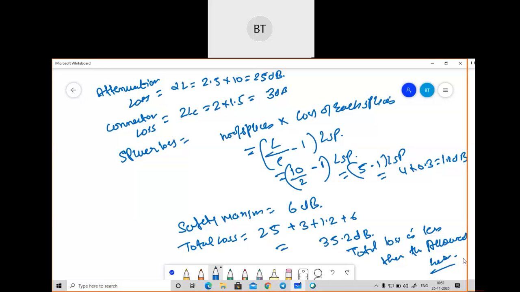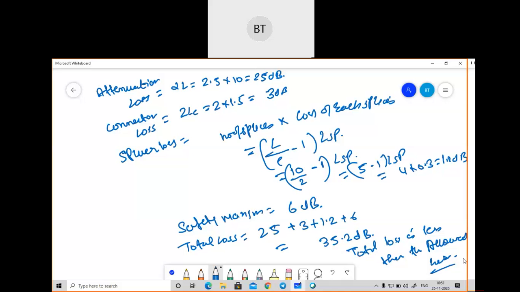So how to calculate the attenuation loss? For calculation of the attenuation loss, we have to multiply alpha into length, whatever length is given. In this problem, the length is given as 10 kilometer. Alpha is given as 2.5. So I have just multiplied 2.5 into 10. What I'm getting here, 25 dB. And all those losses which we are getting here, we have to convert into dB. So just remember this.